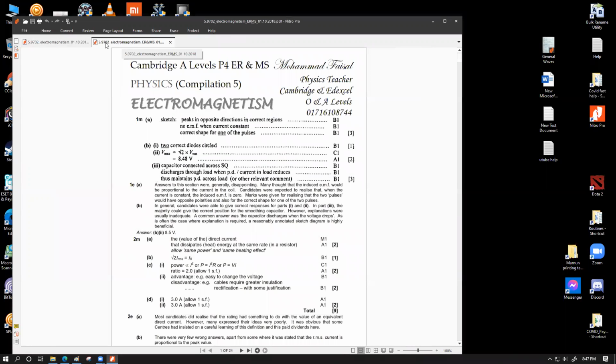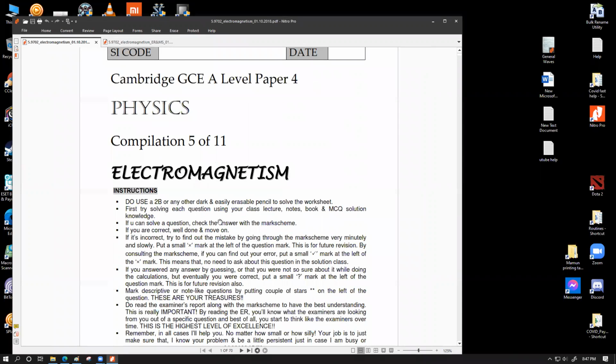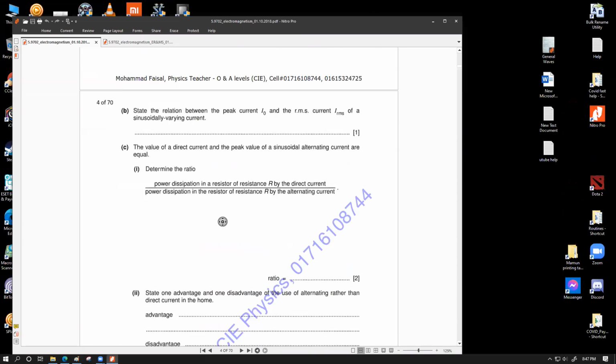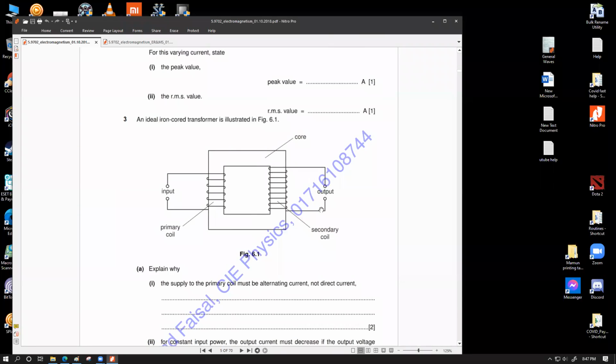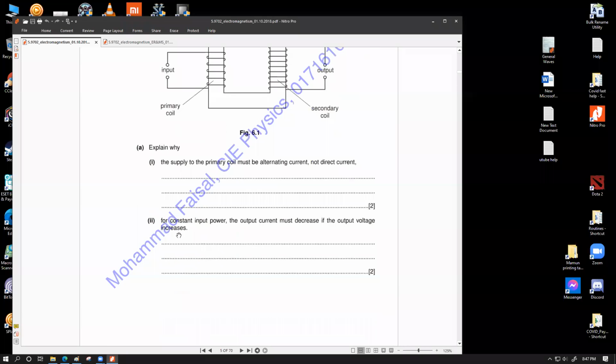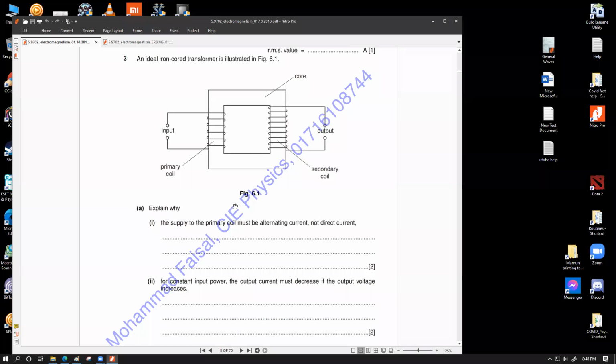Okay, which number? Sir, question 3B at first. 3B. Okay. An ideal transformer is shown in the figure. We have the input, we have the output. This is a step-up transformer. Secondary coil has more turns. Give the reason why the supply to the primary coil must be an alternating current, not direct current. For constant input power, the output current must decrease if the output voltage increases because of the energy conservation law. You have to state that and eventually use it.